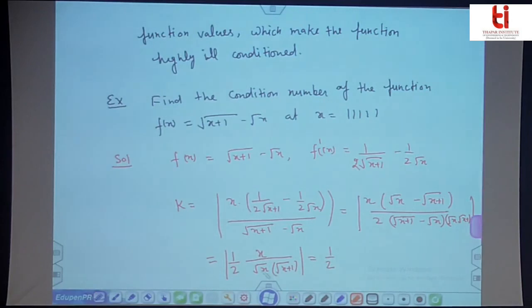This value is x plus under root x plus 1. We take x common, so 1 plus 1 upon under root x. We can write it approximately equivalent to 1 by 2. These x's get cancelled. So the condition number is coming out to be 1 by 2. Not exactly equivalent to 1 by 2, but nearly equal to 1 by 2. Okay.